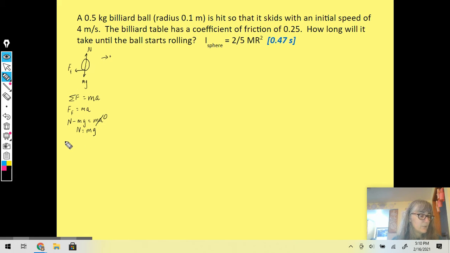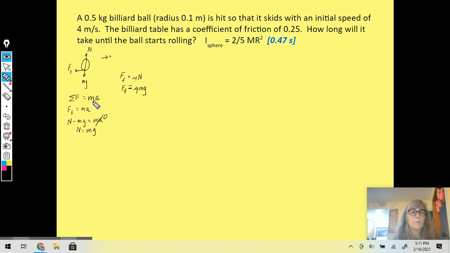Now, this is an oldie but a goodie. We haven't dealt with this equation for a really long time. The frictional force is equal to mu times the normal force. Remember that? That was a long time ago. And that is equal to mu times mg, because our normal force was equal to mg.